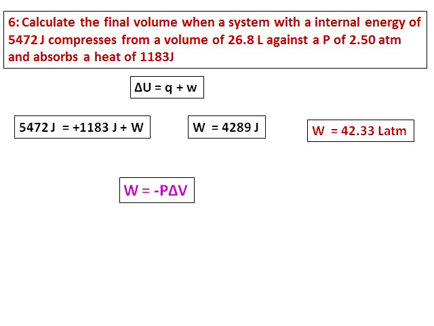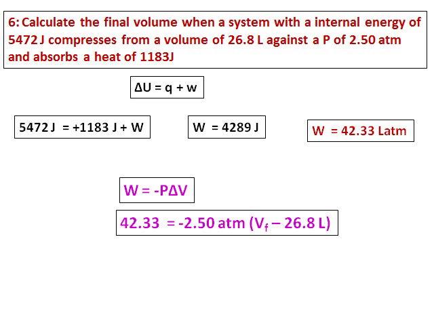Once you get the work done in liter atmosphere, use the formula W equals negative P delta V and substitute the values in it, and I get the final volume as 9.87 liters. In doing such questions, you will never get pressure or volume as negative. So if you are getting it, it means that you have not used the appropriate sign. The only things which can be negative are delta U, Q or W. P and delta V or the individual volumes can never be negative.